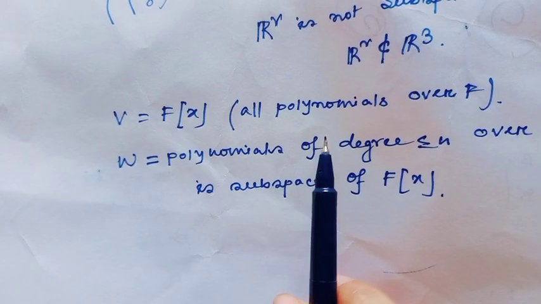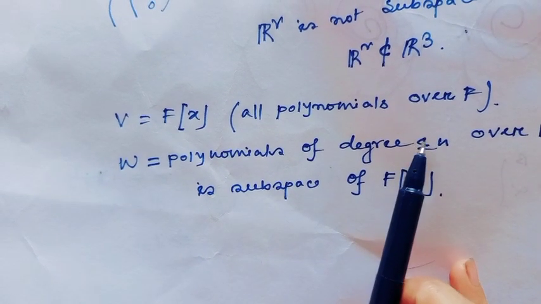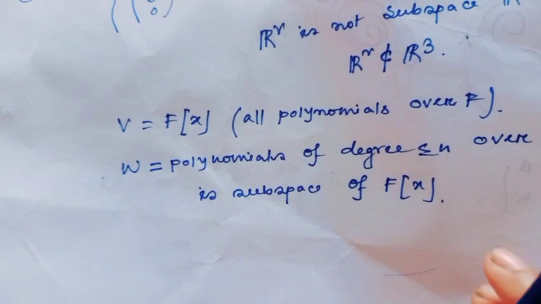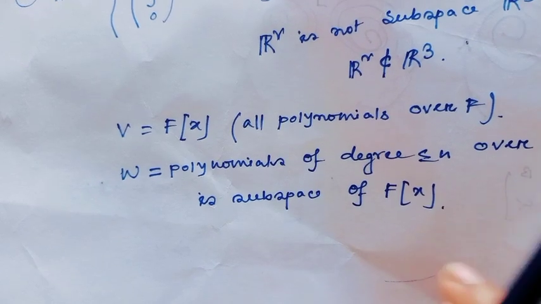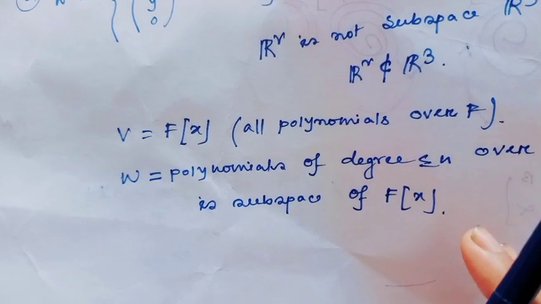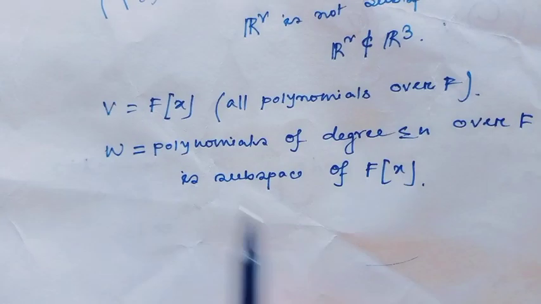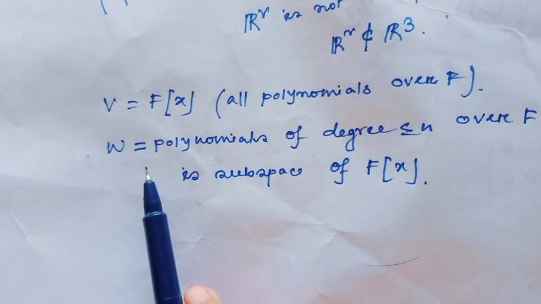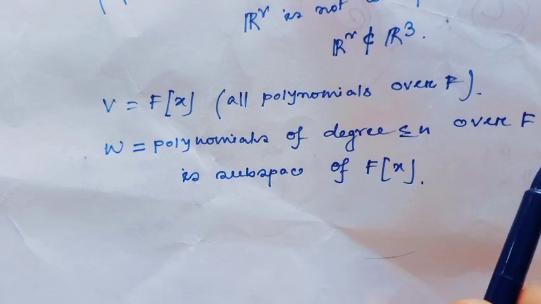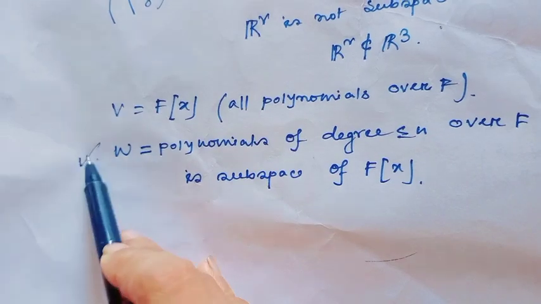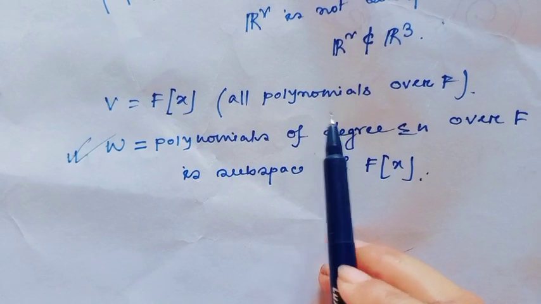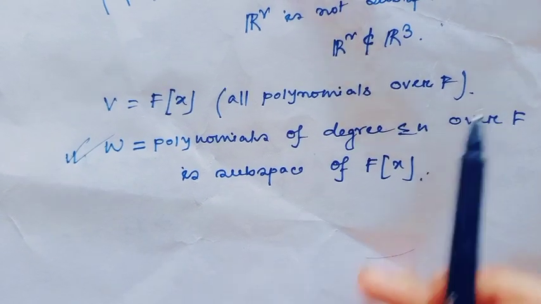Next example of subspace, F[x]. V equal to F[x], which means all polynomials over the field F. Obviously this is a vector space because if we consider two polynomials, then their sum also belongs to this set and their scalar multiplication also belongs to this set. But if we consider one subset W equal to polynomials of degree less than or equal to n over the field F, obviously this is a subset of F[x], where F[x] is all polynomials over the field F.